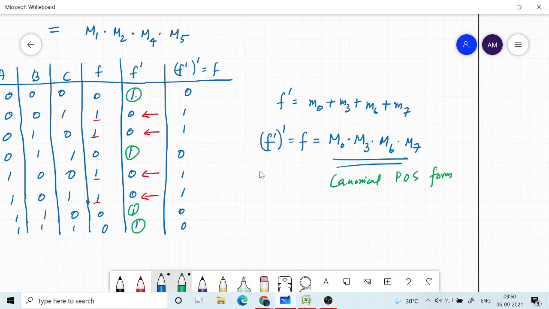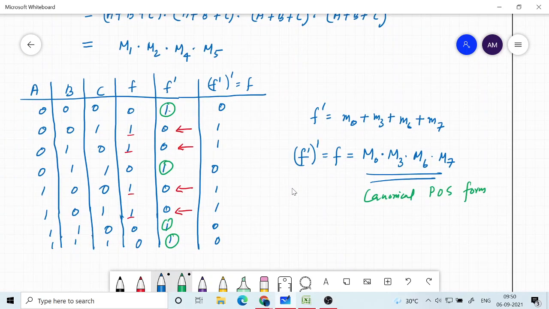Okay, I hope this is clear now how to convert. The first step is to go to f dash and represent f dash in terms of minterms. If f is given as minterms, the f dash minterms are just the complement. Whatever is not present becomes present, because 1 becomes 0 and 0 becomes 1. So whichever cases become 1, that is what we need to write. Whatever minterms were absent will become present.